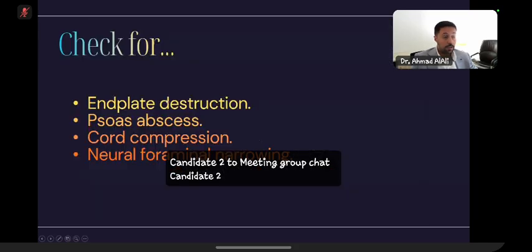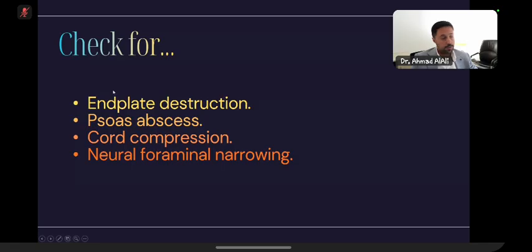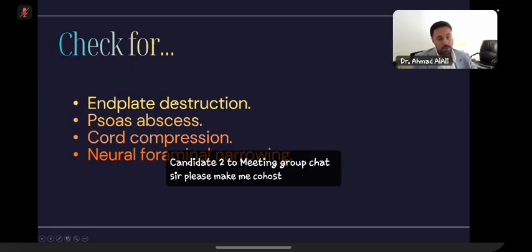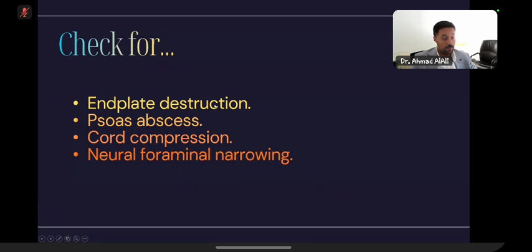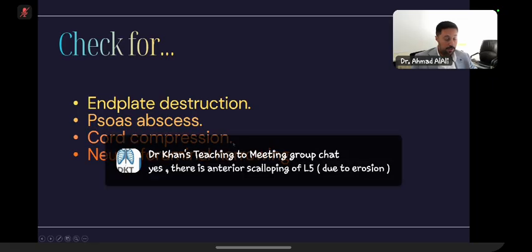So, in cases of spondylodiscitis in general, regardless of the causative etiology, you should check for these findings: end-plate destruction, if there is an end-plate destruction or not, and extension into the posterior elements, causing some cord compression, neural foramen narrowing, and nerve root compression. This is important to mention in your report, and you've done that very nicely.